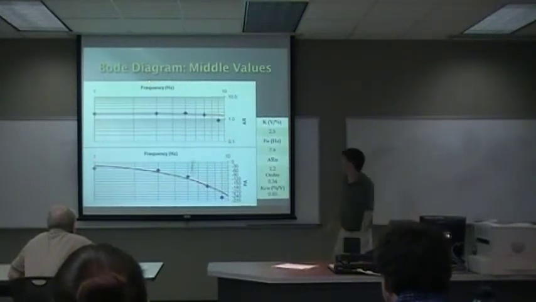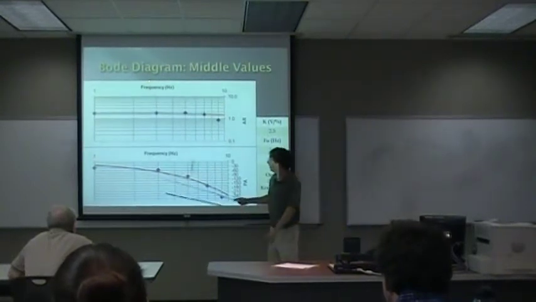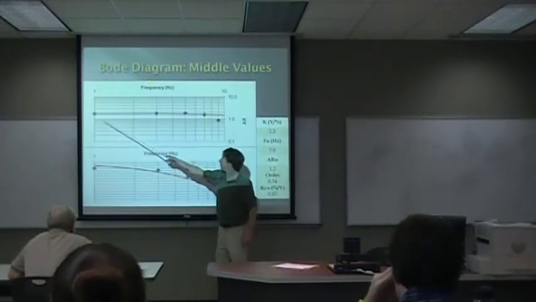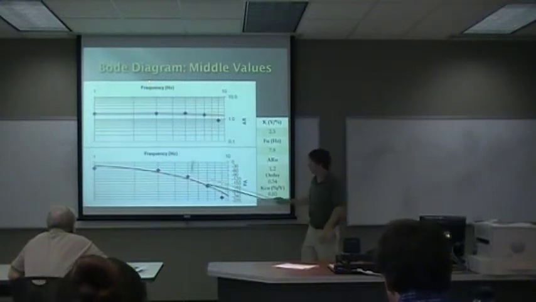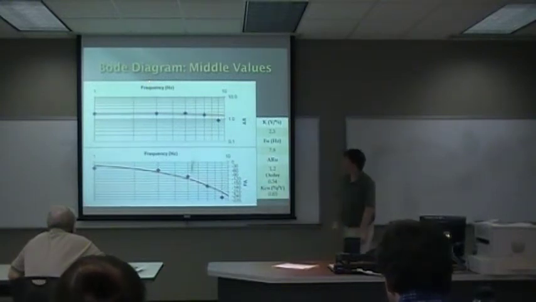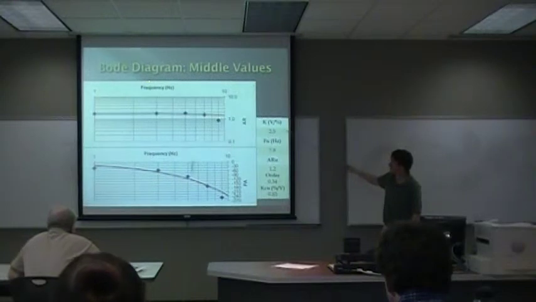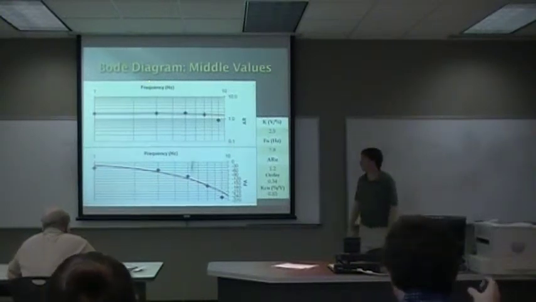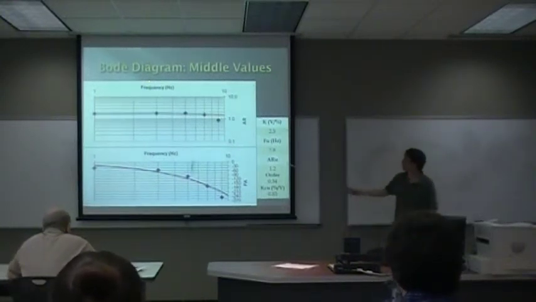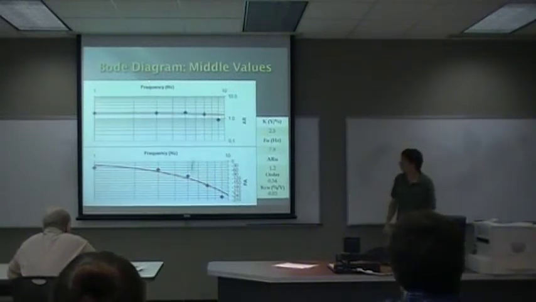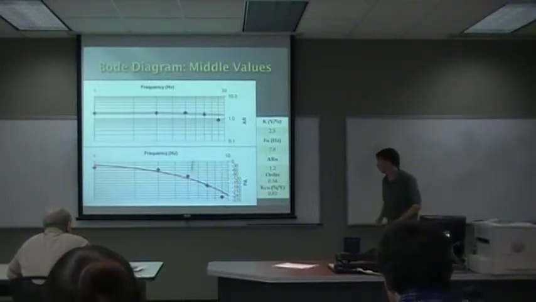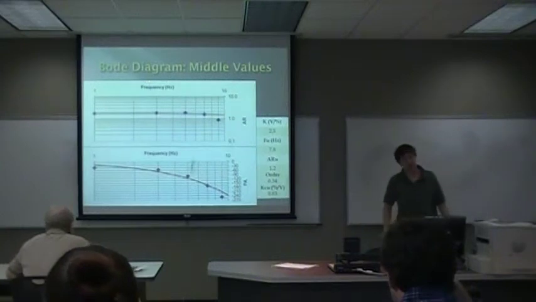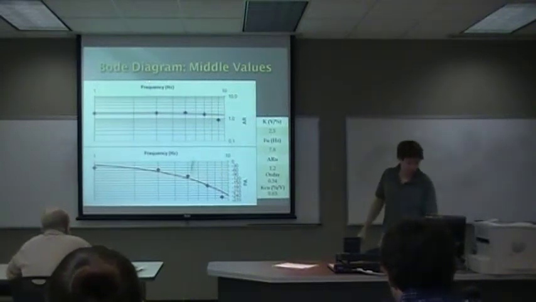And for the middle values, it's a little bit more steady. As you can see, it fits a little bit more nicely modeled, and has a little bit less uncertainty. But our K value right here is 2.5 volts per percent. The FU is 7.8 hertz. The average AR is 1.2, order is 0.34. The KCU is 0.83% per volts.